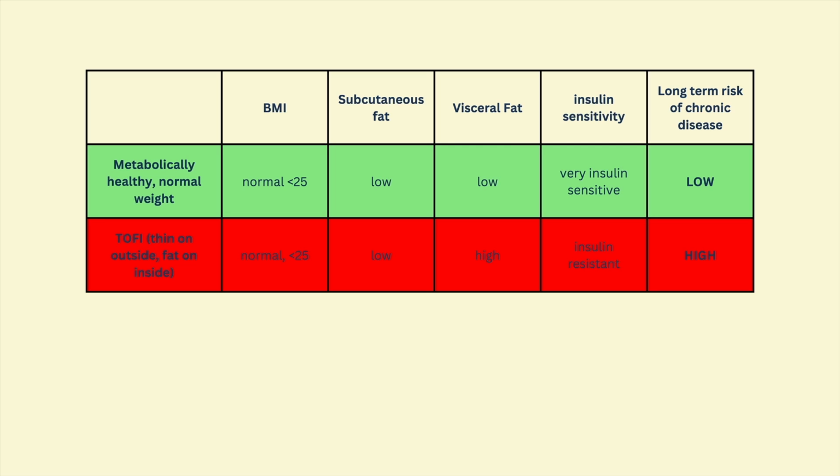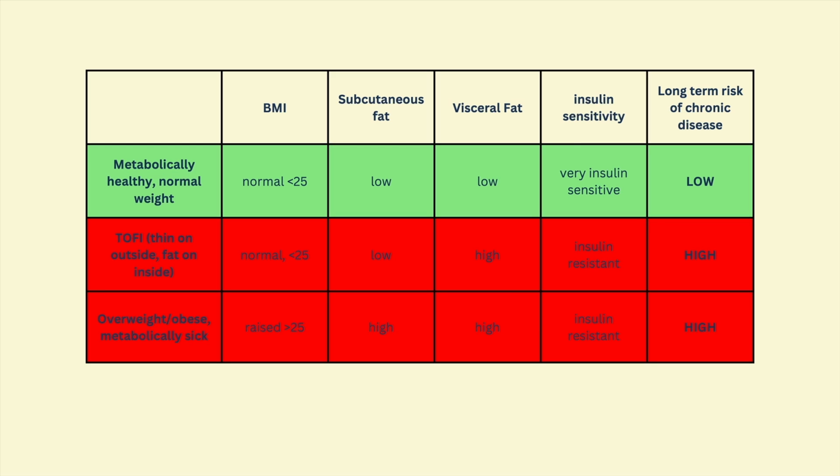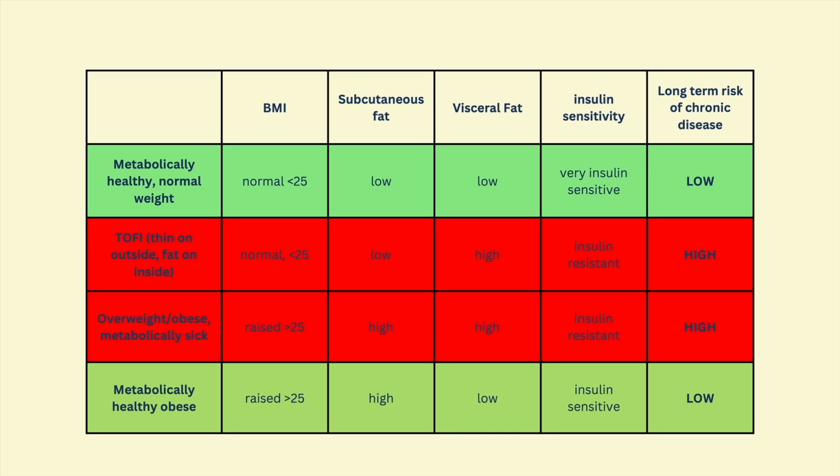What's known as the TOFI, which is thin on the outside, fat on the inside, has a normal BMI but a large amount of visceral fat. They're going to be insulin resistant, and they're going to be on their way to chronic disease. And we've also got people who've got a raised BMI and both a large amount of subcutaneous and visceral fat, so they're also going to be high risk. And finally, we've got those metabolically healthy obese. They are insulin sensitive despite their large BMI and despite a high amount of subcutaneous fat, because they have a low amount of visceral fat.